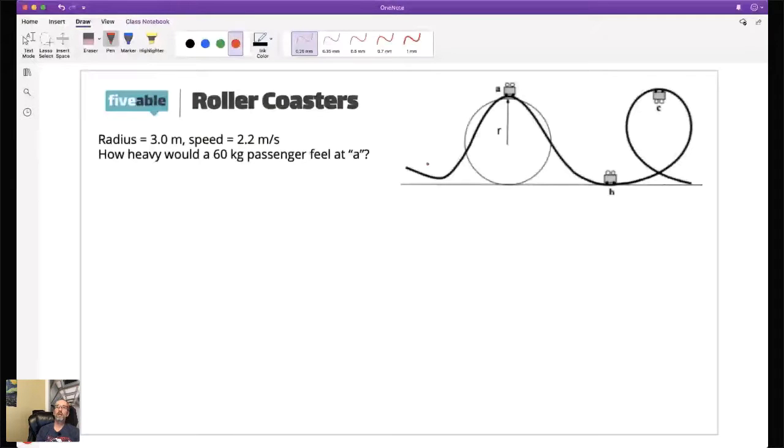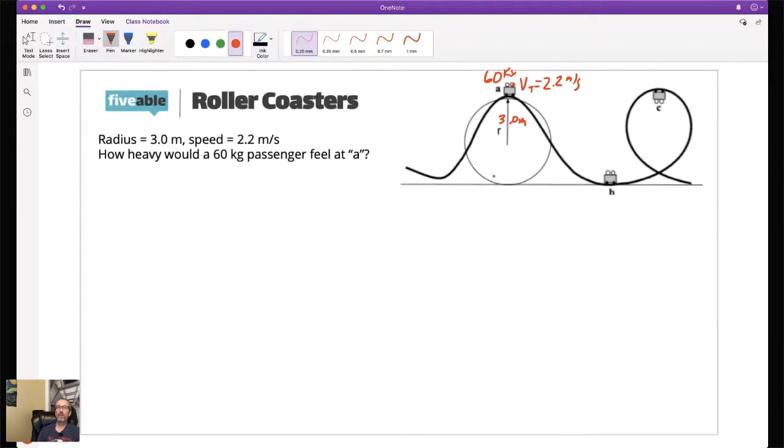Here's the deal. A roller coaster comes up to the top of the hill. Its speed at the top of this hill, so our tangential velocity in a straight line, is 2.2 meters per second. We know the radius here is 3.0 meters, and the passenger inside, there's only one, so we'll get rid of one, is 60 kilograms. They want to know, how heavy would that passenger feel? So based on that, what is it that's creating the centripetal force?